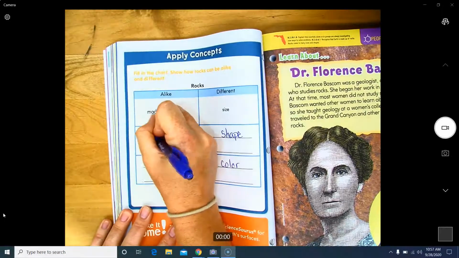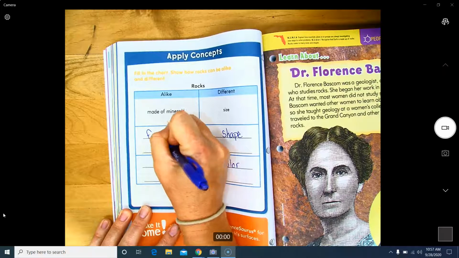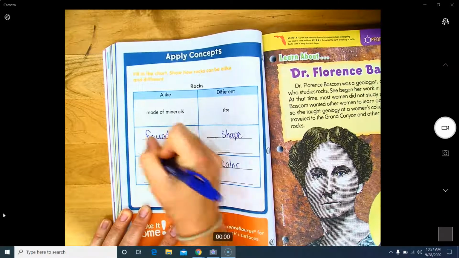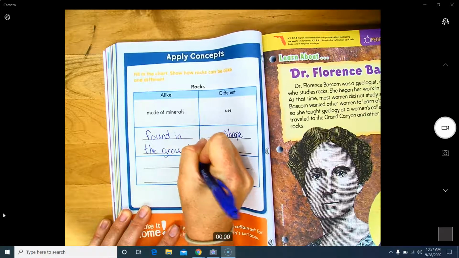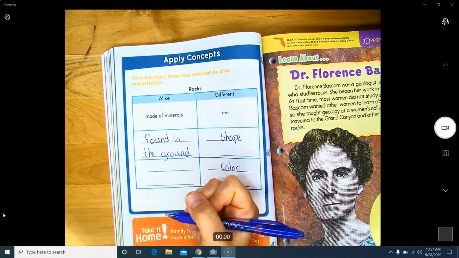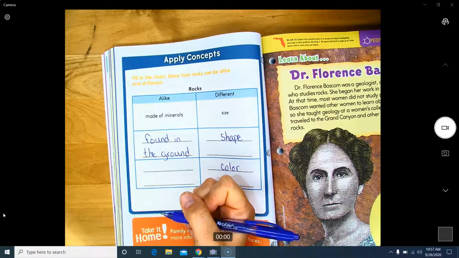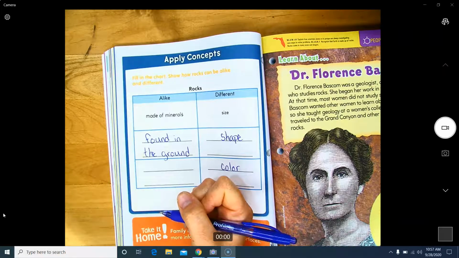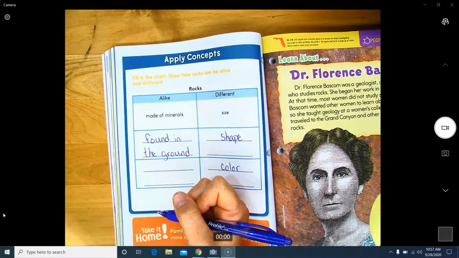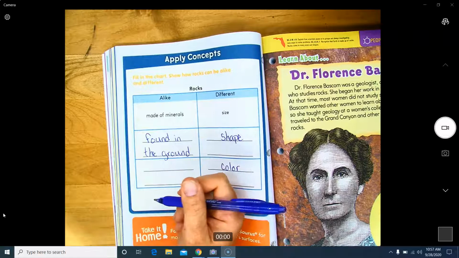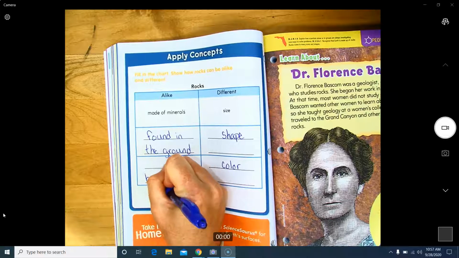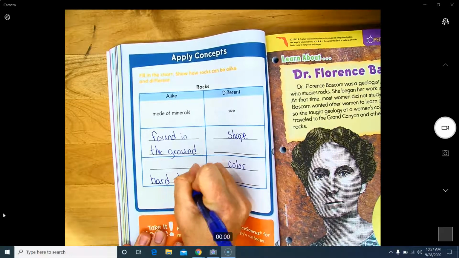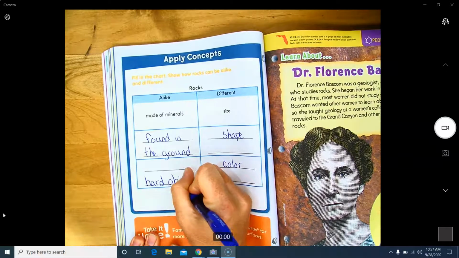They're found in the ground, right? They're not found in the sky. Found in the ground. And how else are they different? Are they soft and fluffy? Nope. I mean, how else are they alike? Sorry. All rocks are found in the ground. All rocks are made of minerals. And all rocks are hard. Hard objects. They're not soft and fluffy, are they?